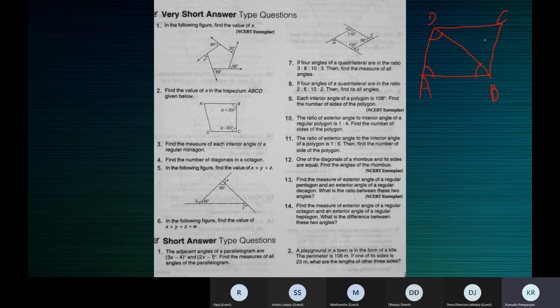Write the same thing for the other triangle. In triangle BCD, similar steps. Like you did for triangle ABD, do the similar steps for triangle BCD.